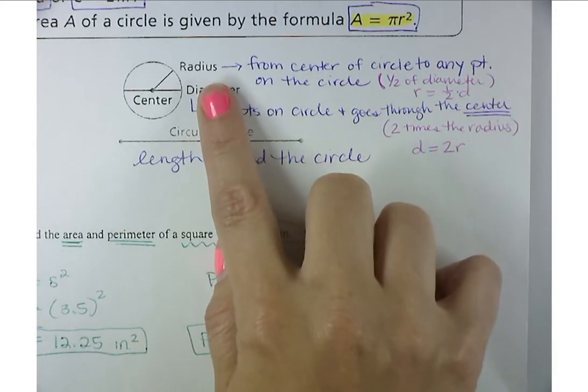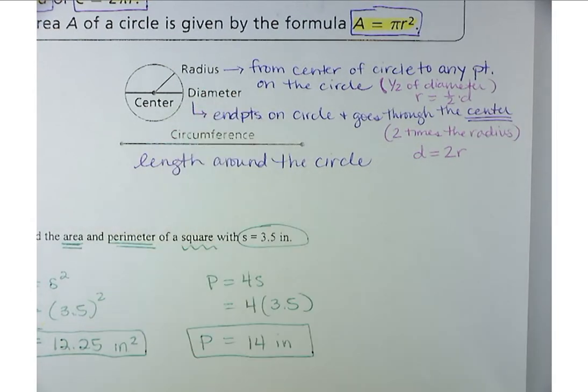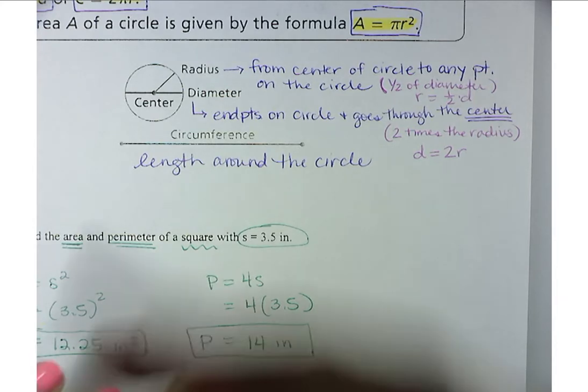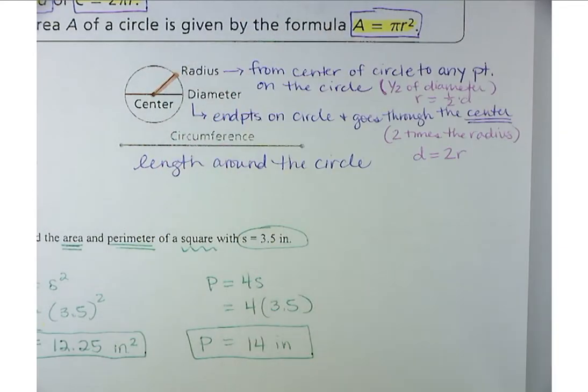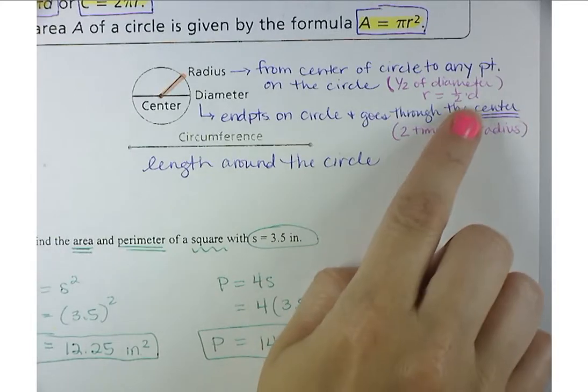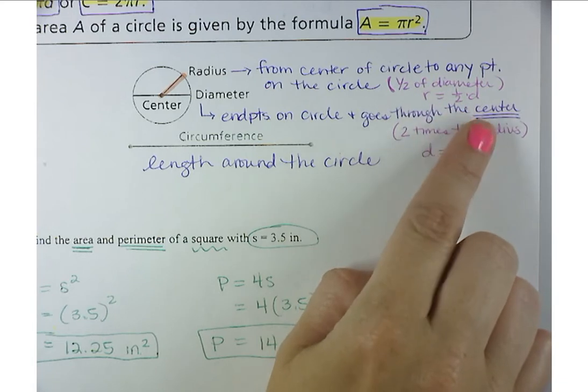Okay, so we're going to write down what each of these are. So first we're going to start with the radius. So radius is going to be from the center of the circle to any point on the circle. So it starts at the center and can go to any of the sides. Okay, we also know that the radius is half of the diameter, which means if you had to find the radius and you were given the diameter, you could just multiply it by 1/2. So the radius equals 1/2 of the diameter.